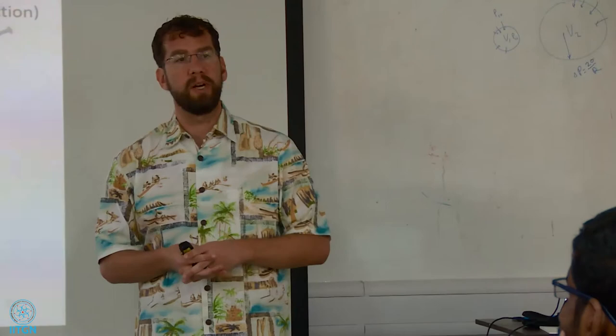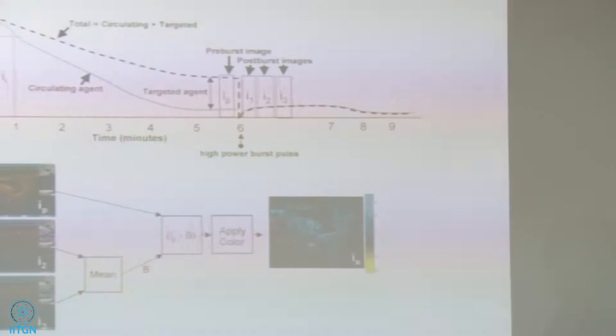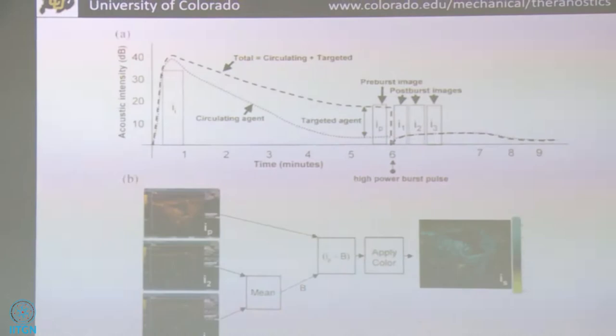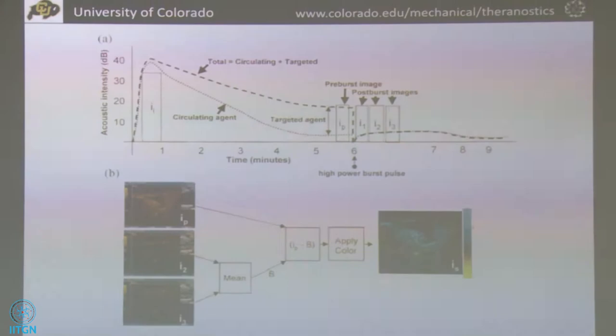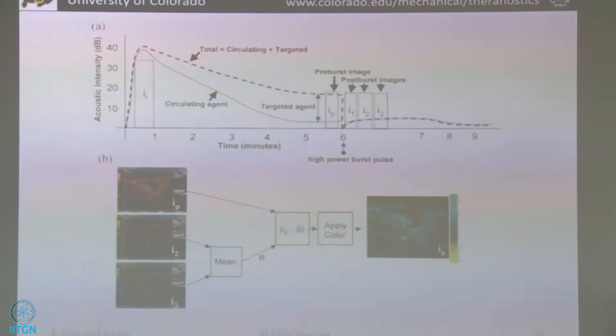So this is a typical ultrasound molecular imaging protocol. On the y-axis is acoustic intensity. Again, you can do acoustic intensity in units of decibel or dB. And on the x-axis is time in minutes. So these are the time intensity curves that I showed you before.